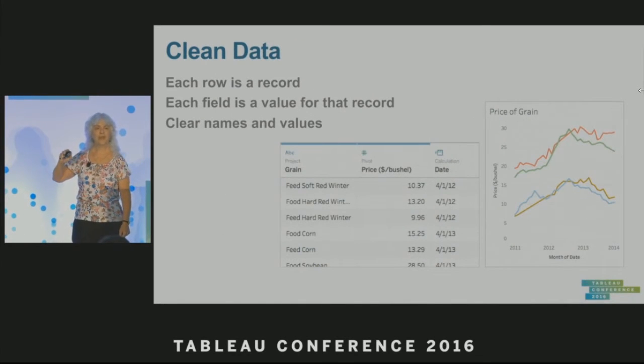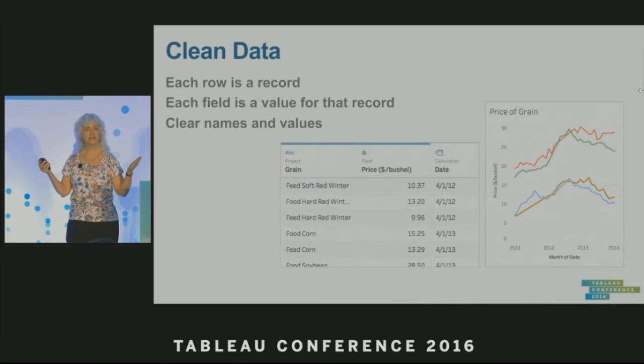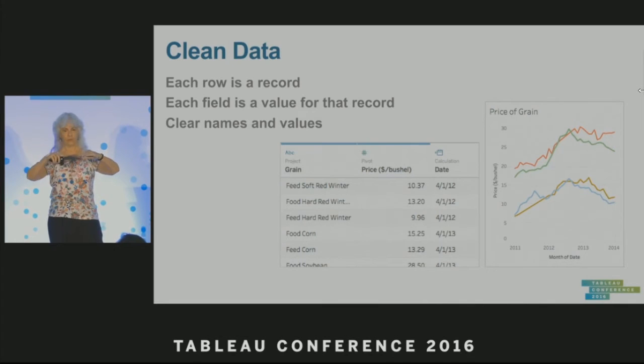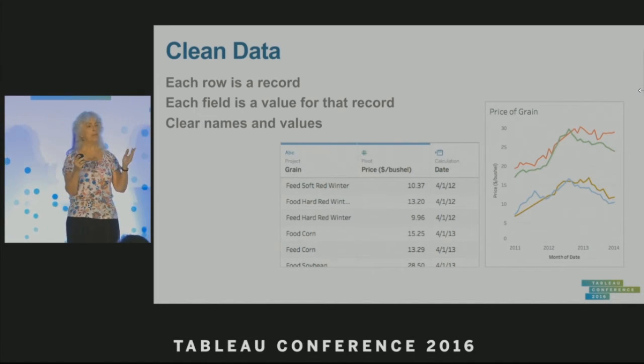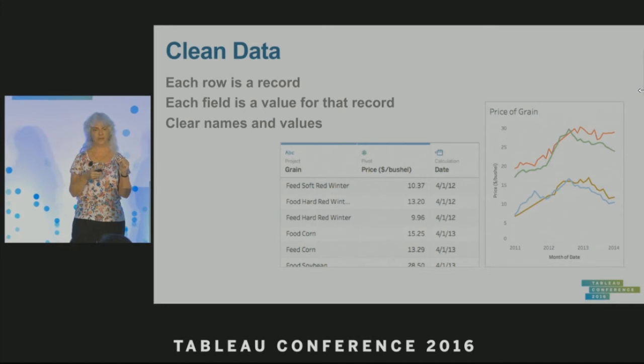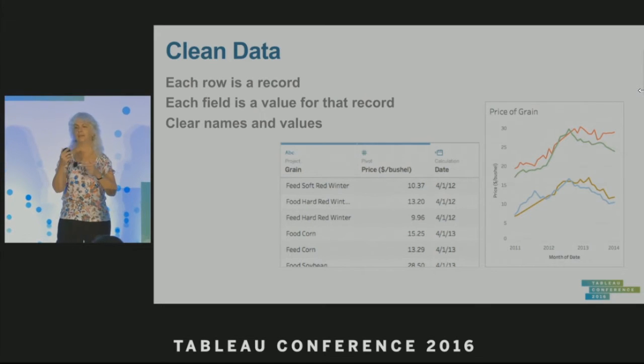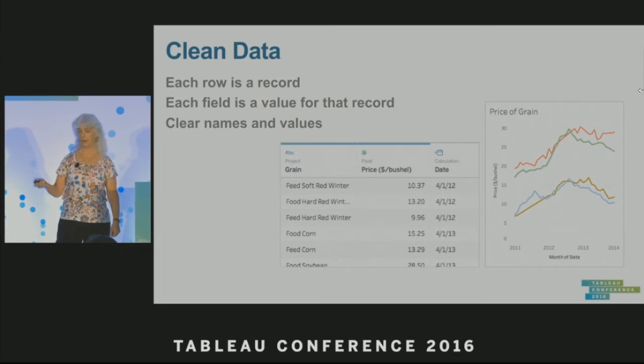The result of that is clean data. Clean data is a data set in which each row is a record, a good record, not extraneous stuff. Each field in that record is some independent, clear data that you want, a value that is useful in that record, and they all have clear names, and the values are clear values so that when you have them in the viz, people know what's going on.